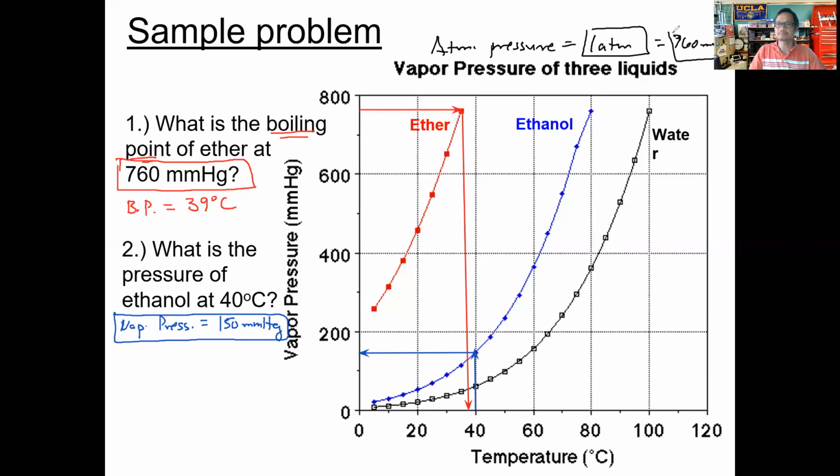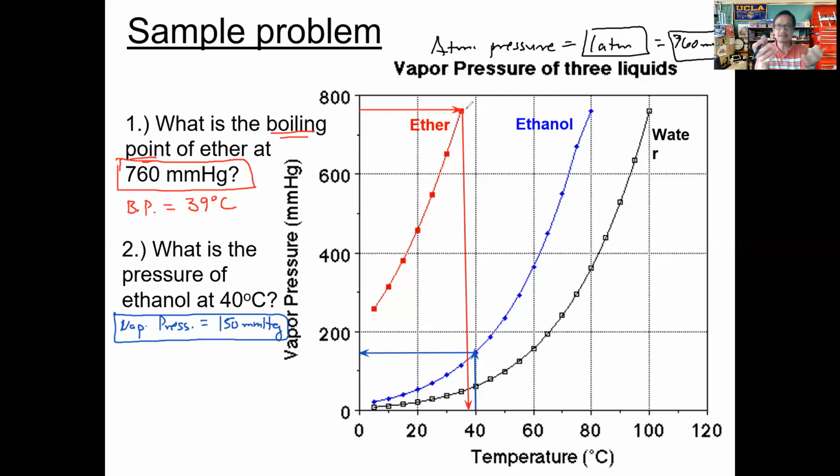Okay, so at 40 degrees Celsius, the vapor pressure exerted by ethanol is not even close to 760, so it does not boil. You can imagine at this temperature, which is a little bit above room temperature, ethanol will not boil. However, with ether, real close to 40, at this point here, you will see ether bubble.